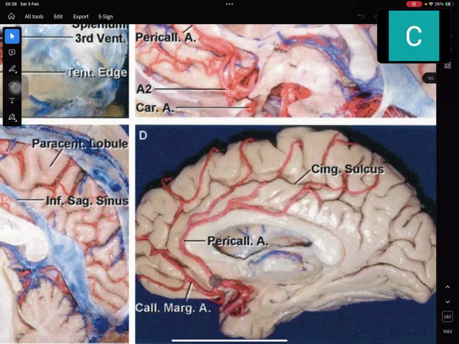So the A3 segment will run from this bifurcation to the genu of the corpus callosum, and the A4 segment will do the same. The A5 segment is usually the terminal segment, which will continue posteriorly and anastomose with segments from the posterior cerebral artery, which vascularize the calcarine sulcus, the calcarine gyrus in general.